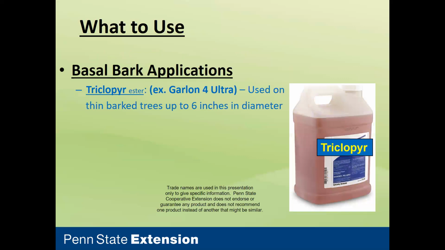And then lastly, basal bark applications. So triclopyr ester formulation, the ester formulation of triclopyr found in the Garlon 4 Ultra or the ready-to-use product called Pathfinder II. There are also some generics of all of these as well. So again, this is used on thin bark trees. And so if you were going to do basal bark, that's what you would use, would be the ester formulation of triclopyr.